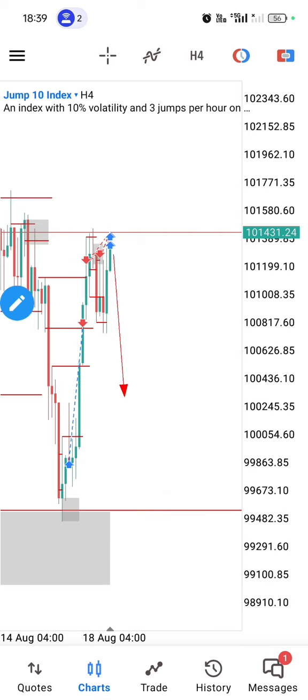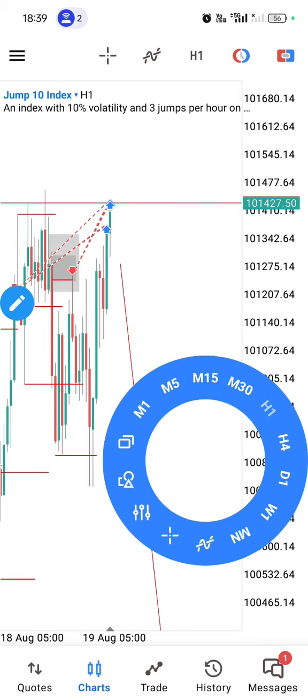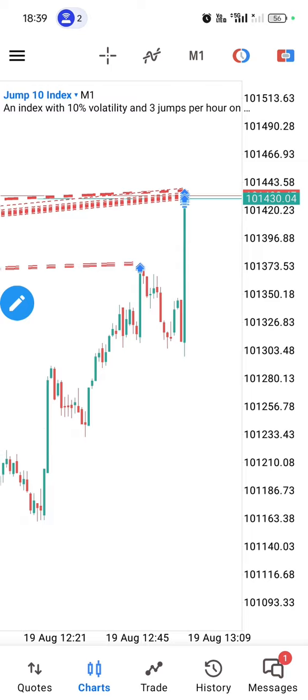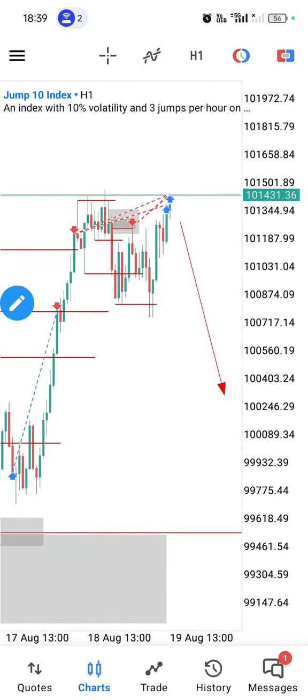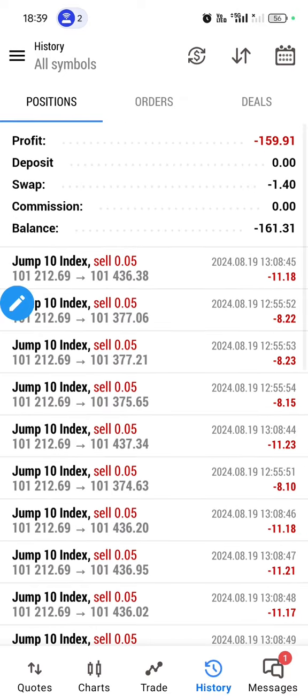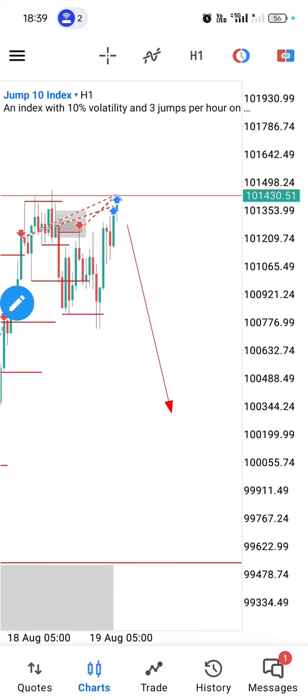I have no idea why price went back up. To me it was confusing. Maybe I don't know what it wants to do, but the trade was clean. I guess sometimes you win some, sometimes you lose some.